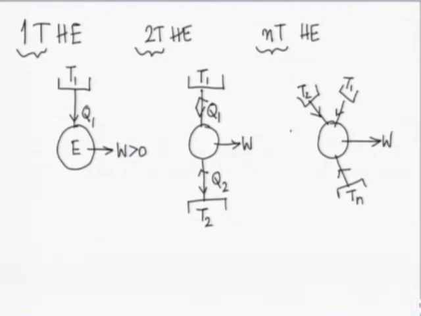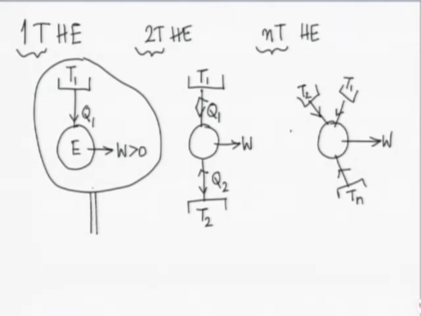Now, immediately you will notice something. The first thing we notice is that the Kelvin-Planck statement says that it is not possible for us to have a 1T heat engine.